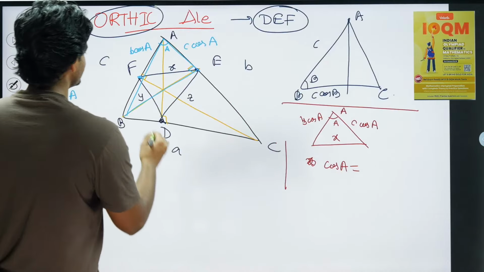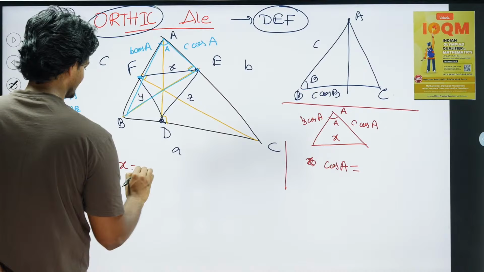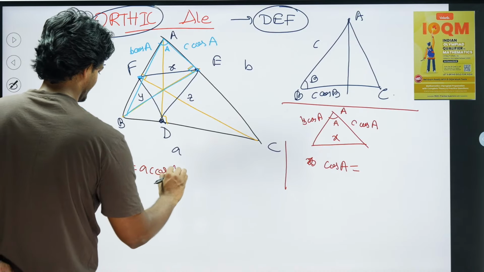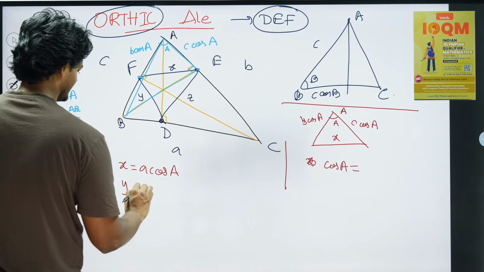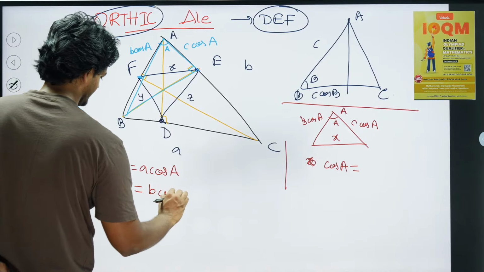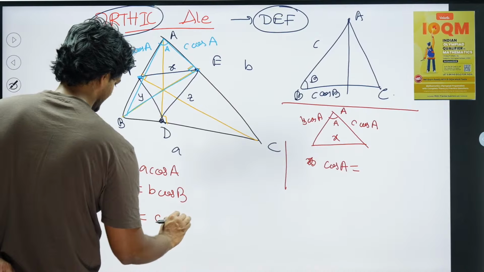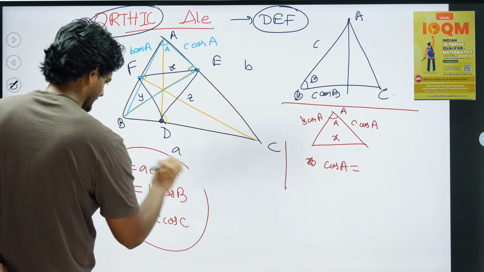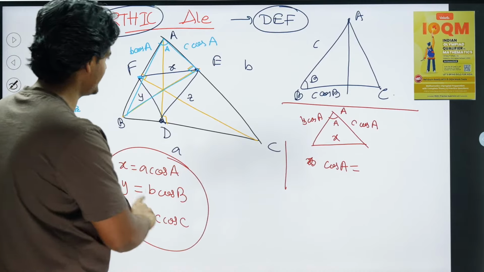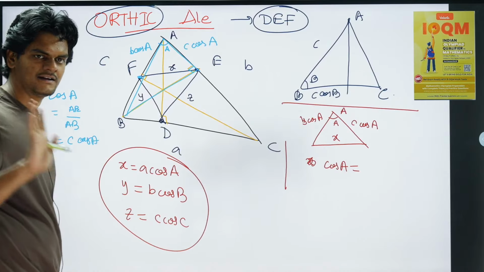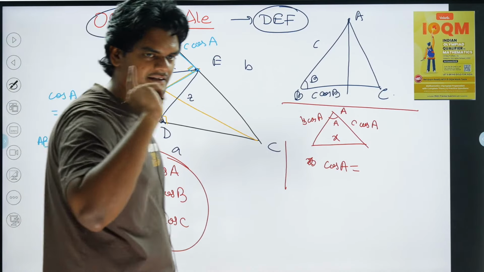Similarly, we got X is equal to a cos A. Similarly, Y is equal to b cos B. Z is equal to c cos C. These are the measurements of the orthic triangle. This should be clear. Is that clear?